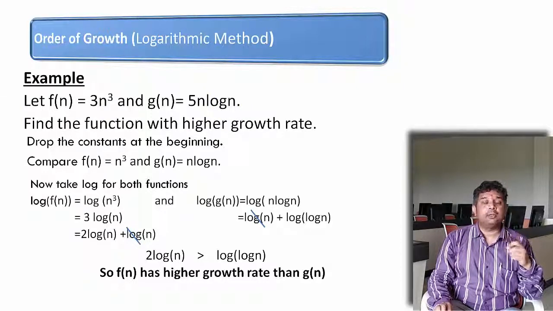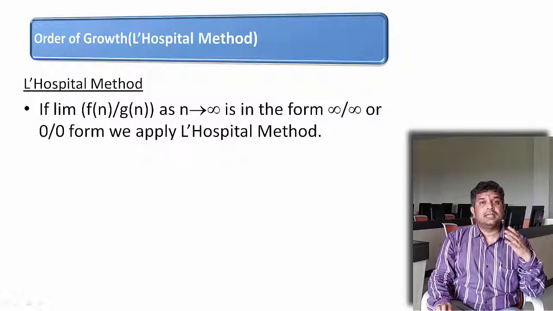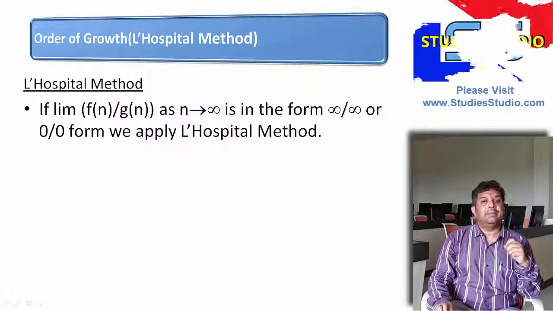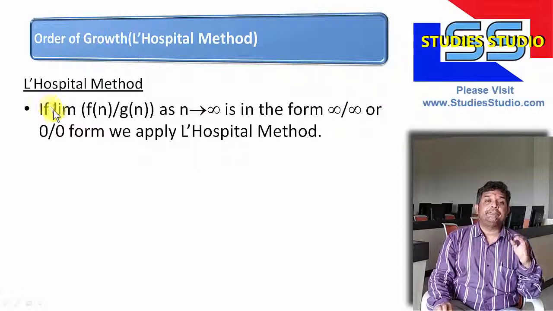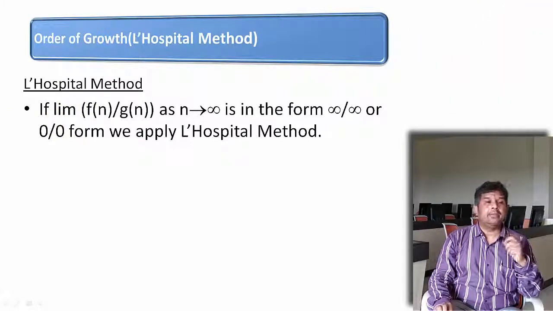I hope you understood how to apply logarithmic method in order to find the order of growth. Let us learn L'Hospital method or limit method. If f(n) and g(n), two functions given, and if limit f(n) by g(n) as n tends to infinity are in the form of infinity by infinity or 0 by 0 form, then we apply L'Hospital method. You might be learning this at intermediate level. Let us try to apply it.